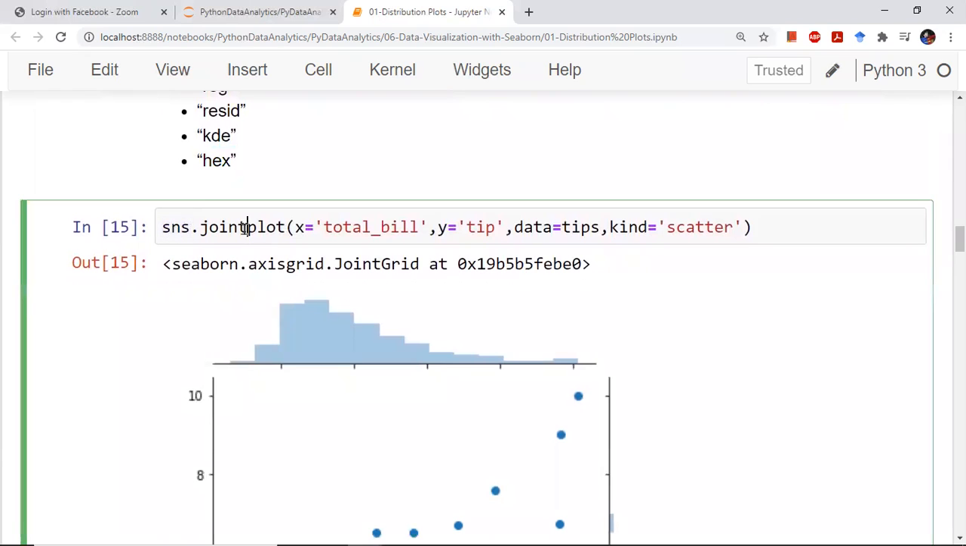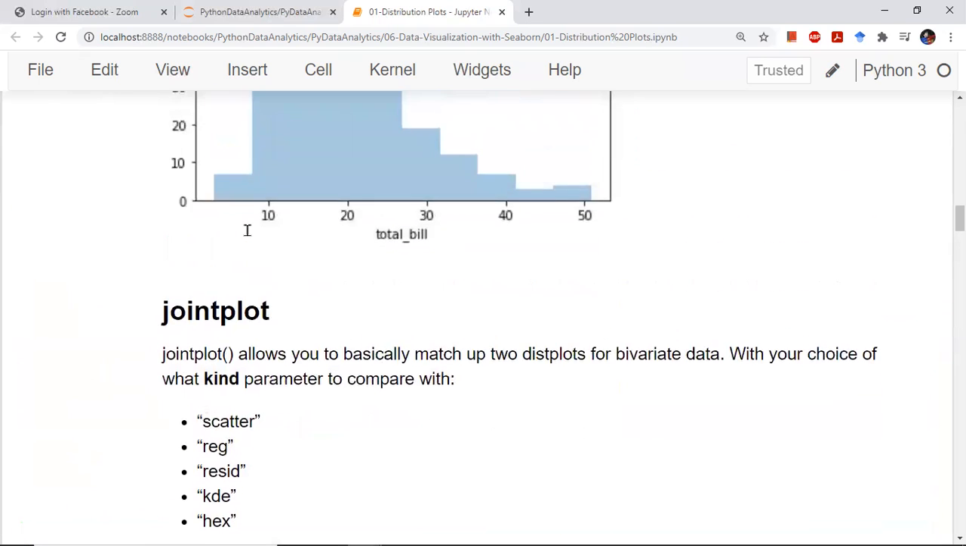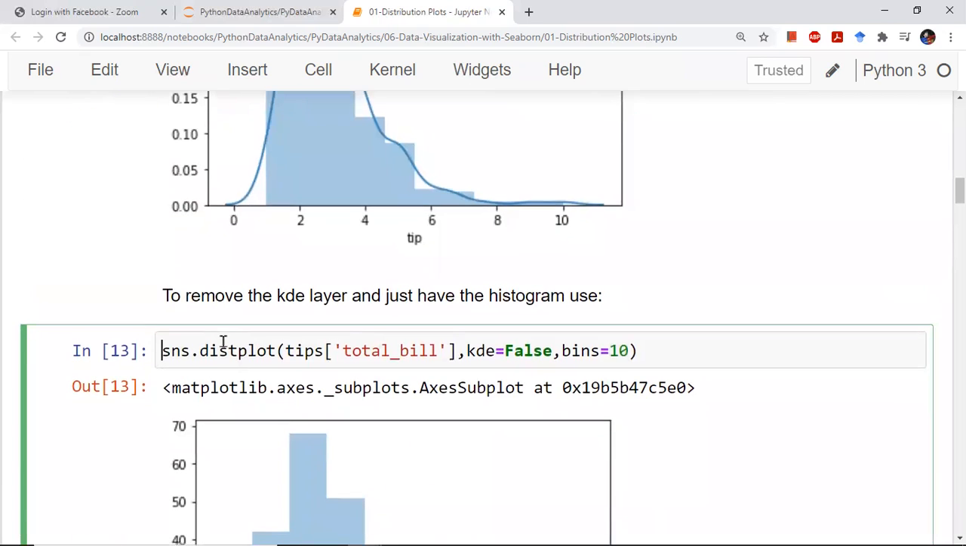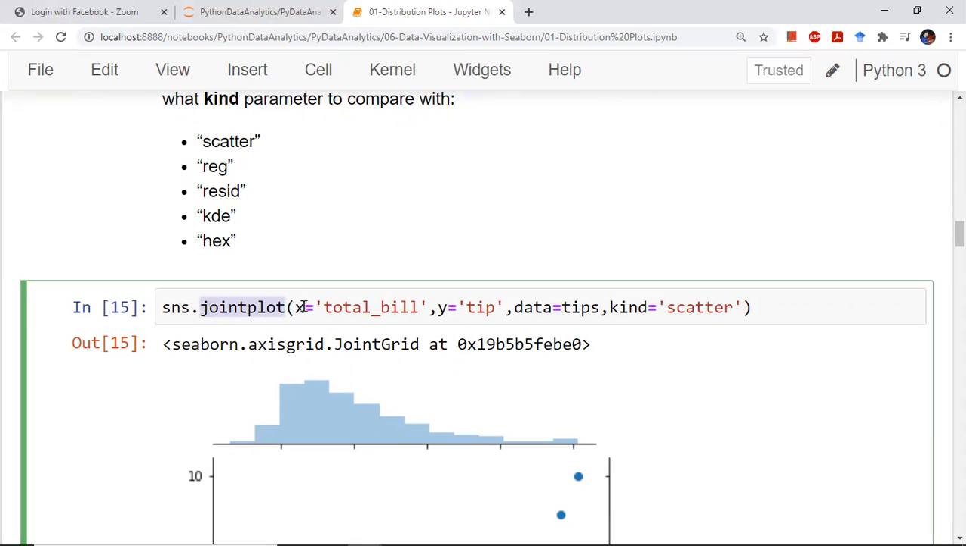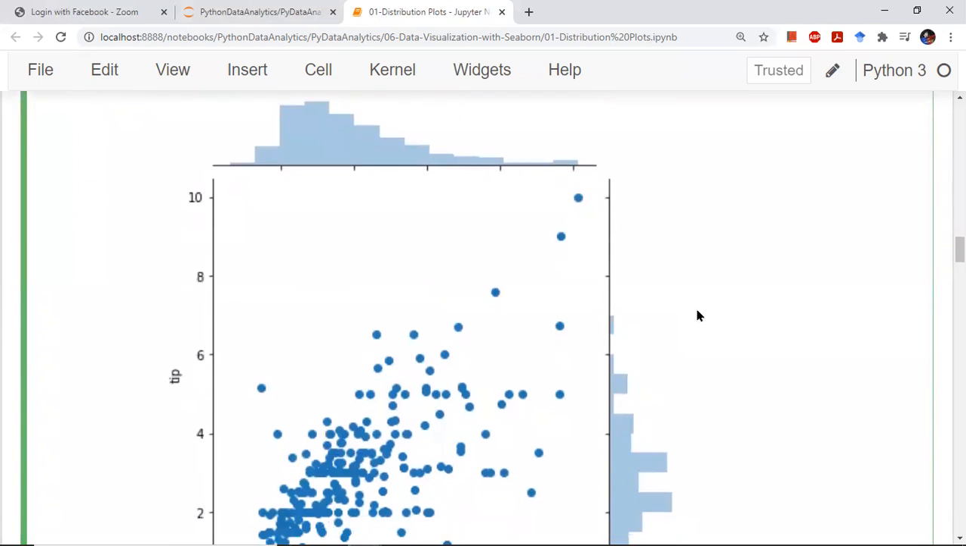So sns.jointplot, this is the proper syntax. You write sns, then dot, and which plot you want, jointplot or distplot. Then in the arguments you pass your different values. It's very simple and intuitive to understand. So sns.jointplot: x variable should be total_bill, y should be tip, the data is tips, and the kind I want is scatter. So I will get a graph like this.